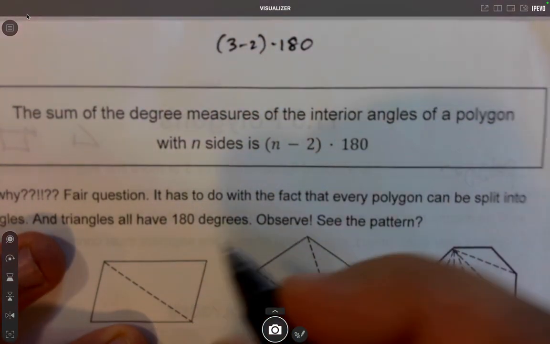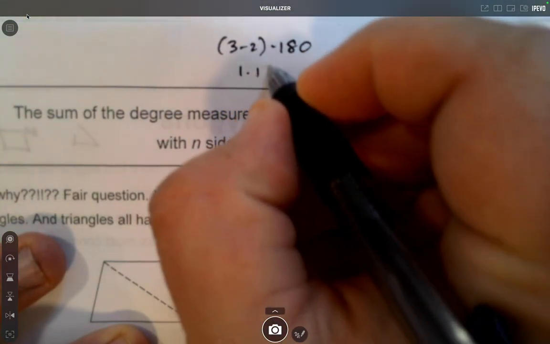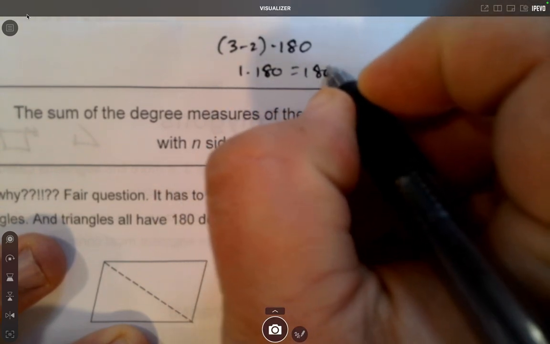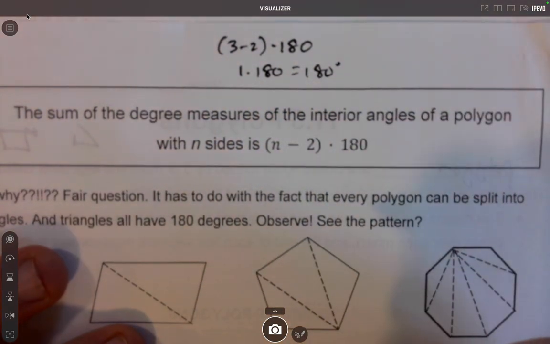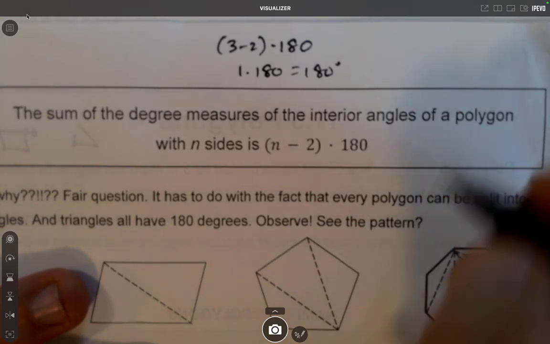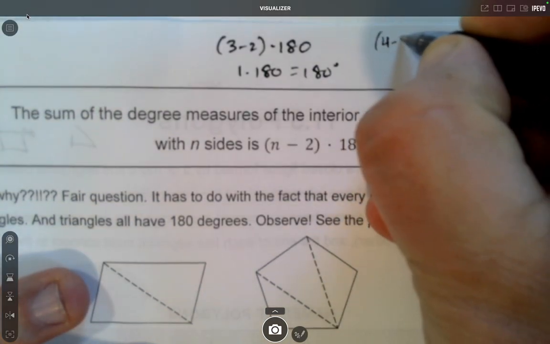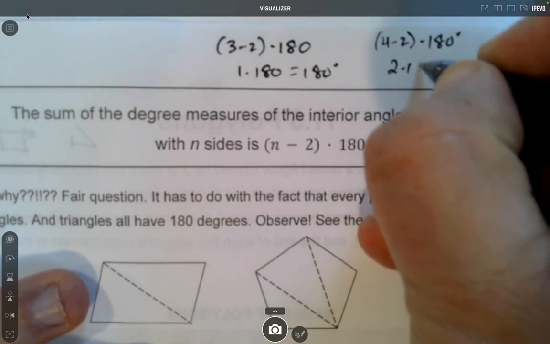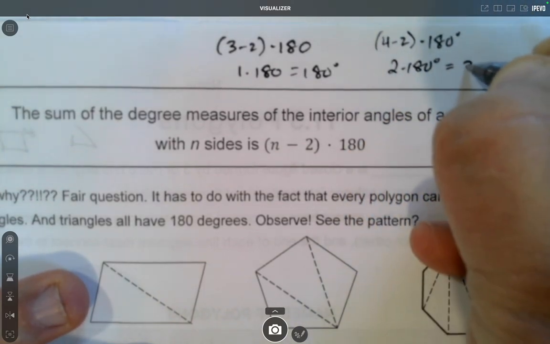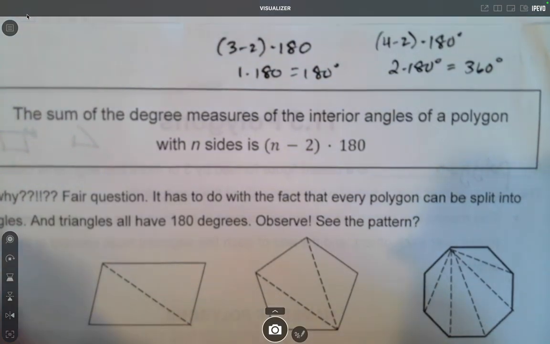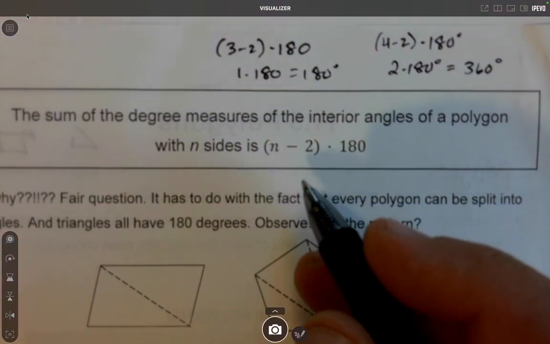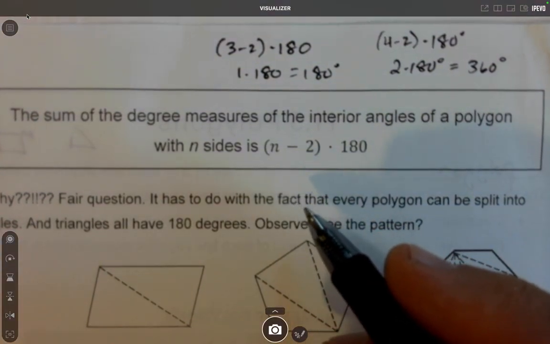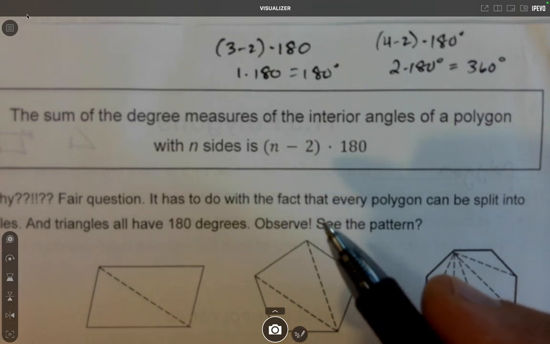So 3 minus 2 times 180. 3 minus 2 is 1, 1 times 180 is 180. So that shows us a triangle has 180 degrees. For a quadrilateral, we'd plug in 4. 4 minus 2 is 2, and 2 times 180 is 360. So you see this rule, while we weren't using it for triangles and quadrilaterals, it does still work with those.